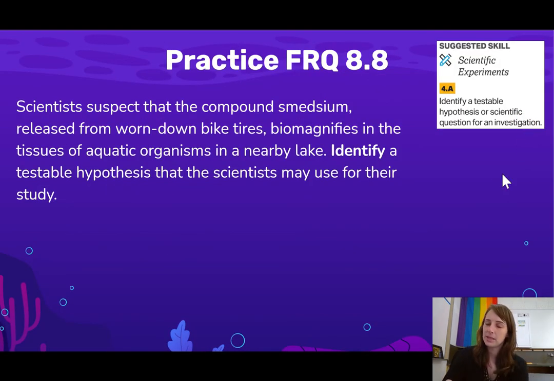So here's going to be your practice FRQ for 8.8. Scientists suspect that the compound smedesium is released from worn down bike tires, and it biomagnifies in the tissues of aquatic organisms in a nearby lake. Identify a testable hypothesis that the scientists may use for their study. So that's going to be your practice FRQ for 8.8, and those were your notes on 8.8 about biomagnification.